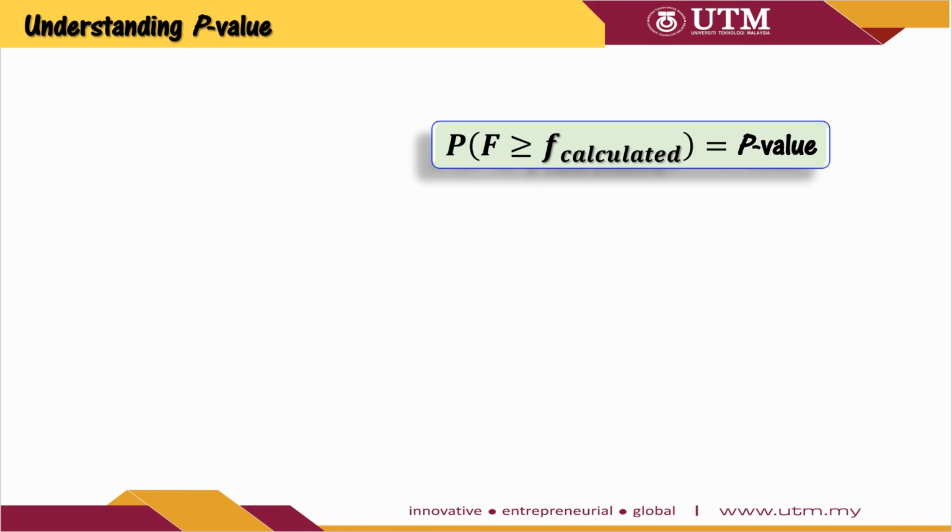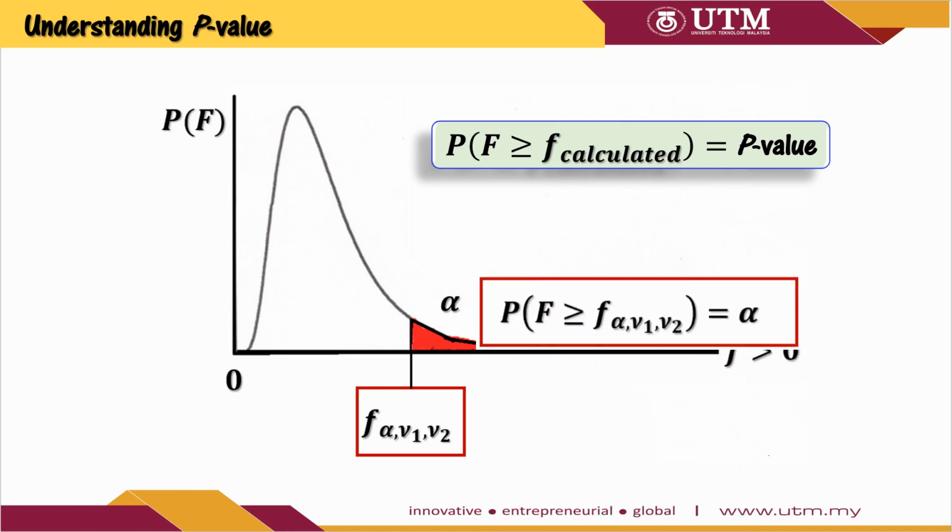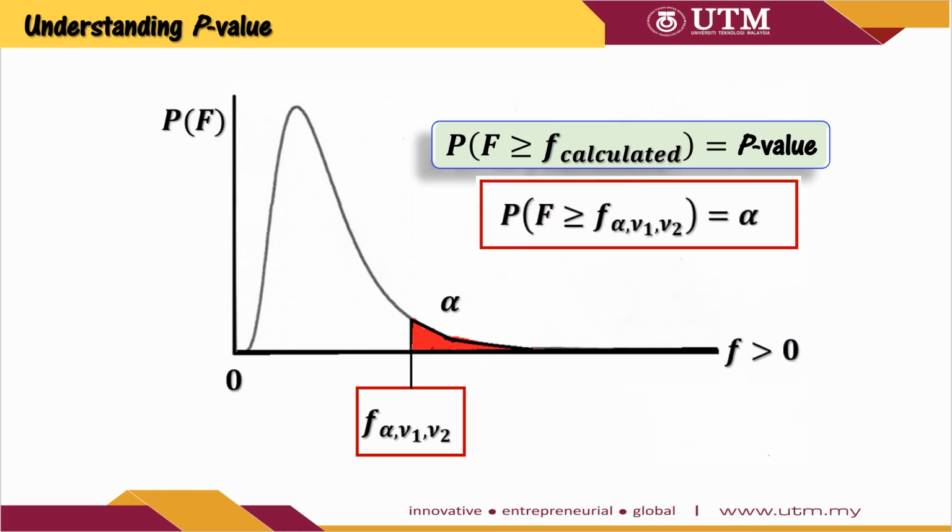To understand the use of the p-value in the decision rule, let's recall the F distribution learned in Chapter 3, where the right-sided F-score or F-critical value at alpha and degrees of freedom nu1 and nu2 are as shown in this figure, whereas the red shaded region is the alpha level of significance defined as the probability that the random variable F is at least the critical value F alpha nu1 nu2.